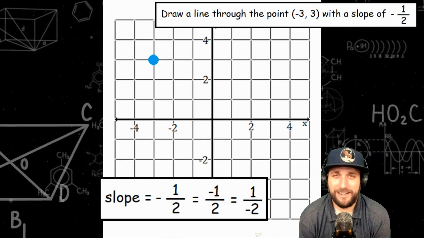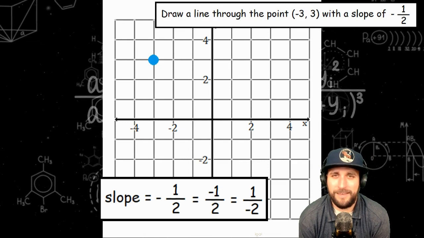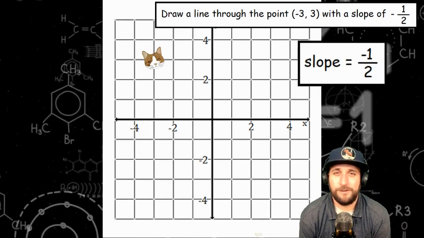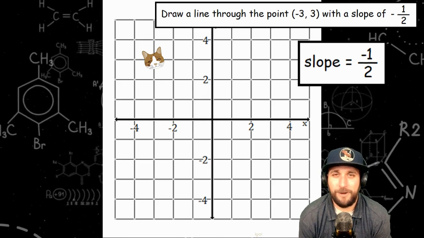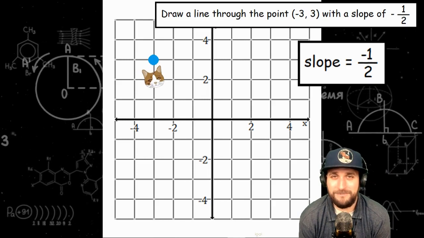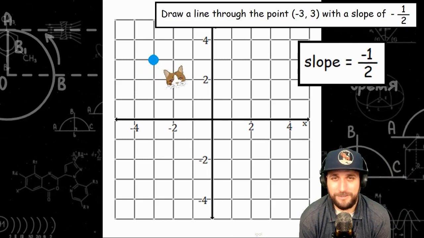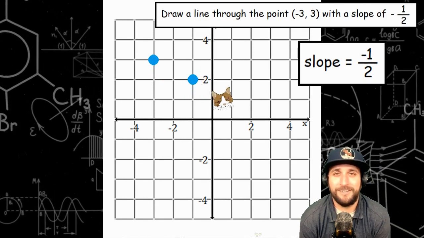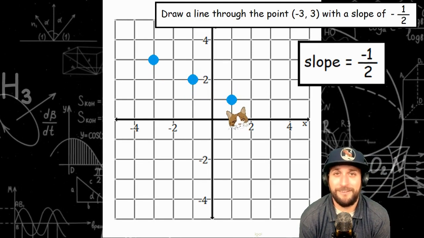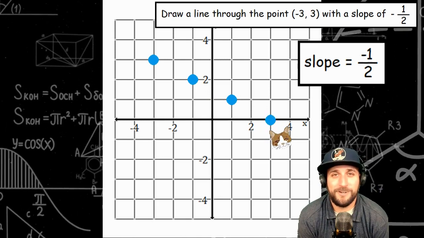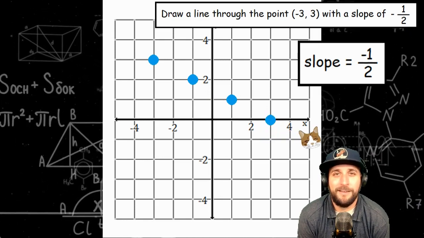Both of those are negative 0.5. They're both the same. I'm going to put the negative sign up at the top. So negative 1 over positive 2. So my rise is negative 1, so I go down 1. And my run is positive 2, so I go forward 2. Another ordered pair. Down 1, forward 2, another ordered pair. Down 1, forward 2, another ordered pair.